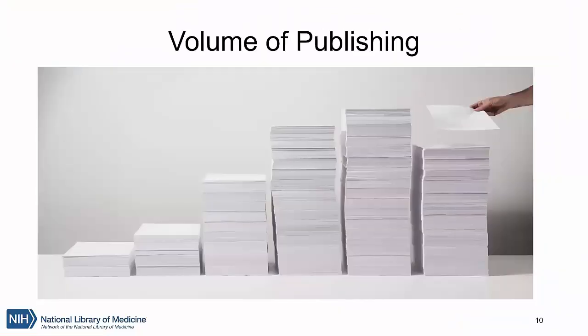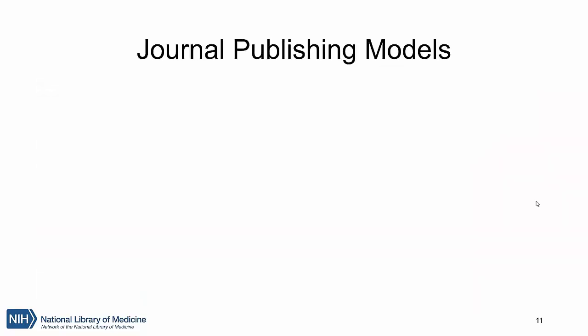The first feature is the volume of publishing. Biomedical and life sciences research continue to outpace other fields in the number of articles produced. Therefore, those trying to index and archive this literature, like the NLM, are always trying to keep up. And in addition to an increase in the volume of publishing, journal publishing models have evolved over the last 2 decades, and we'll touch on 3 of those models today.